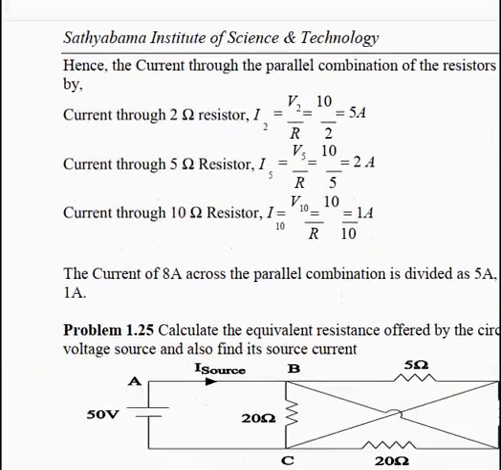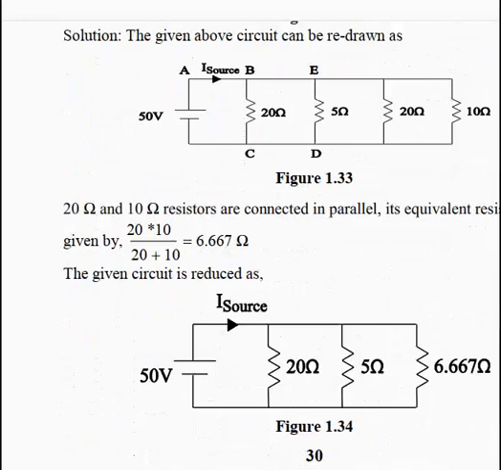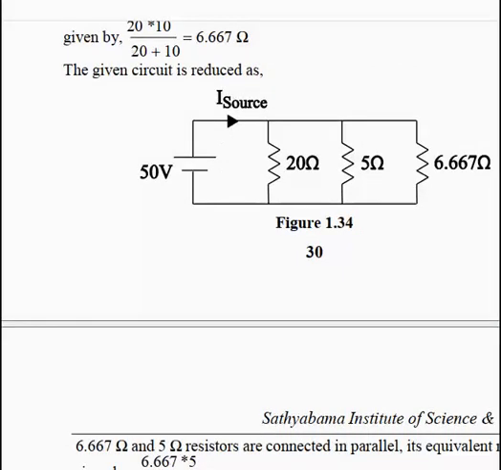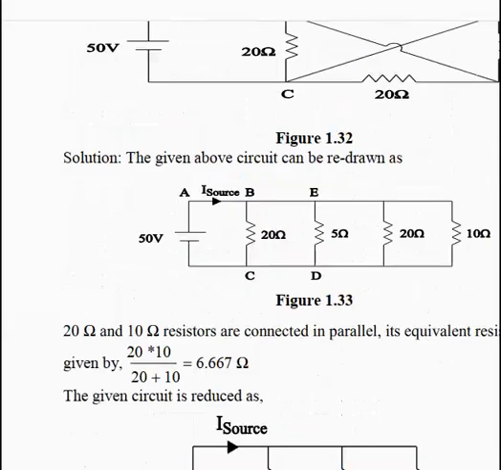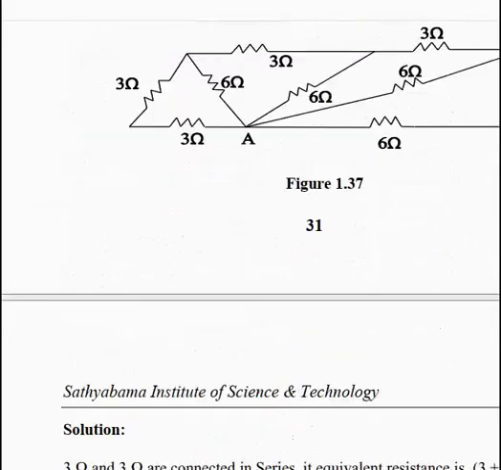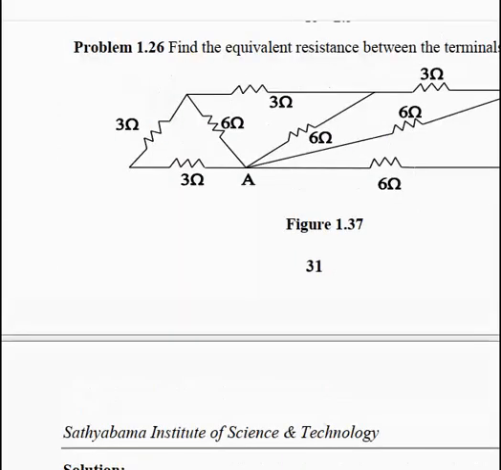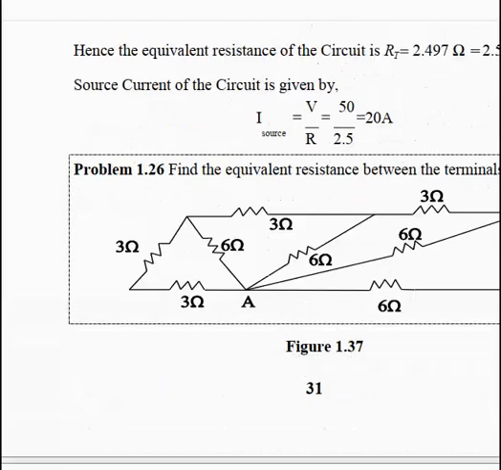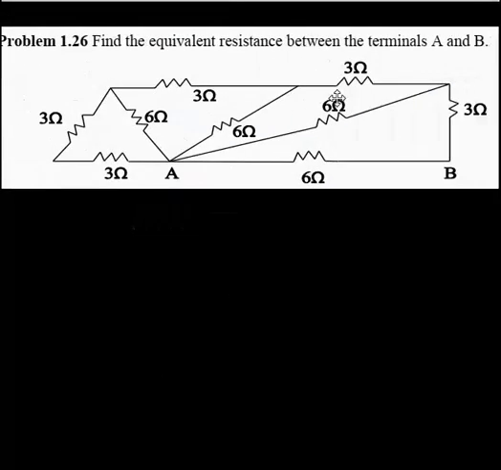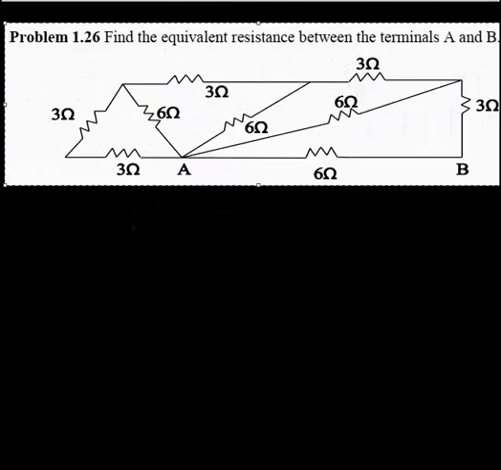So we'll get more questions. Let me solve one more question. Okay, so I have something here which somehow looks complex. Okay, here we go. Find the equivalent resistance between the terminal A and B.